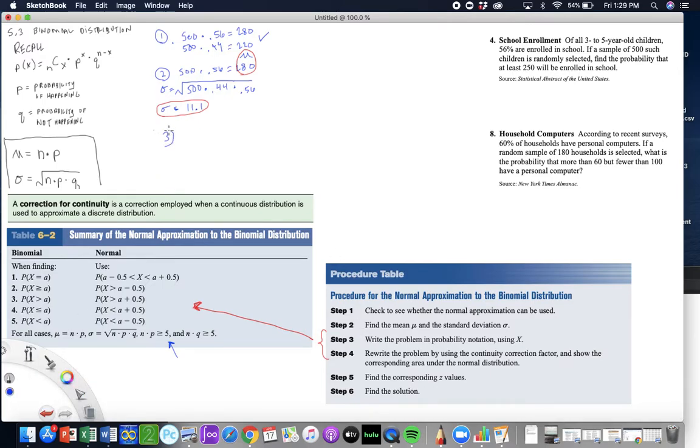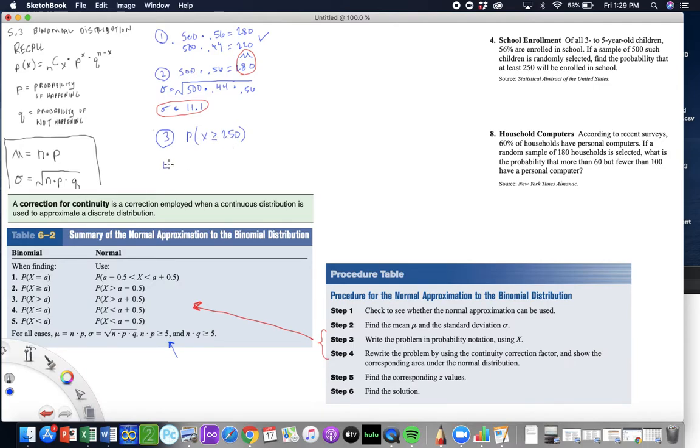So step 3 is simply to put the problem in context. Find the probability that at least 250 will be enrolled in school. So that means the probability that x will be greater than or equal to 250. As you recall, at least means greater than or equal to. I'm going to write the problem in probability notation using x.